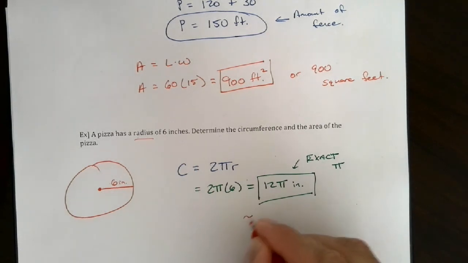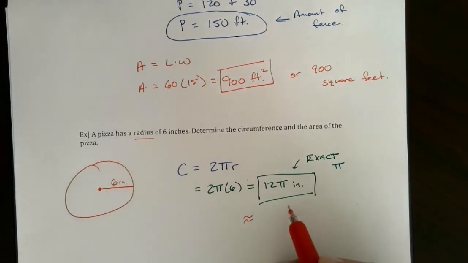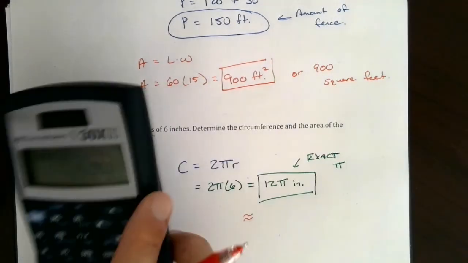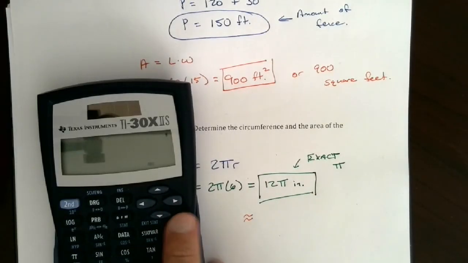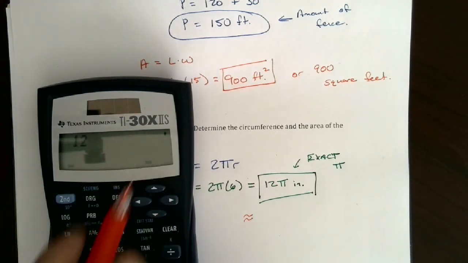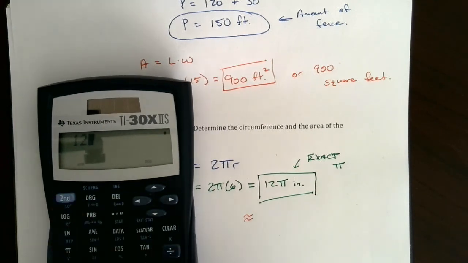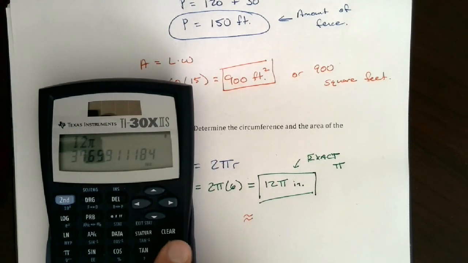Now maybe you want something a little more practical to work with so you understand it. You could use the pi button on your calculator. Sometimes people have used 3.14. I would recommend using the pi button because it's a little more accurate. And that's what you really should use for our course. But if I was looking at this on the calculator here, if I took 12 times pi, hit enter, and I get 37.69999.